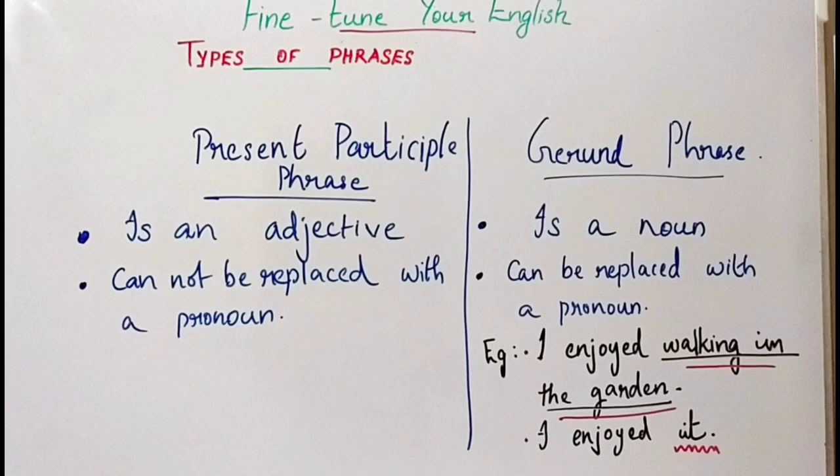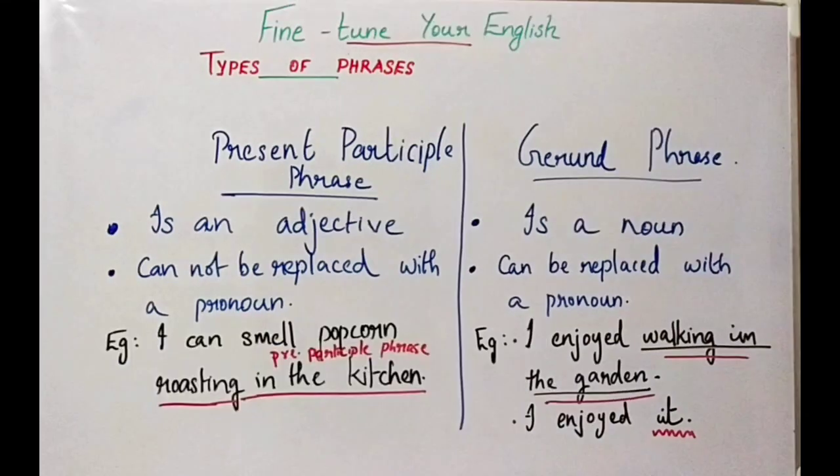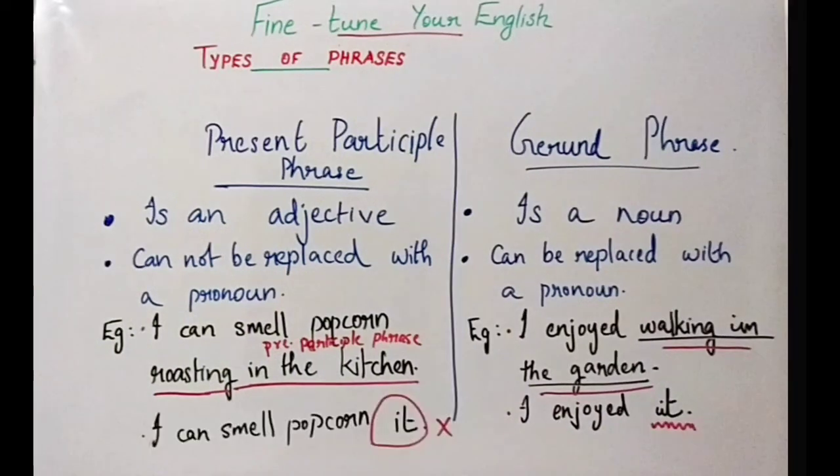Then take the case of a present participle phrase. I can smell popcorn roasting in the kitchen. There, roasting in the kitchen is a present participle phrase. I am going to replace it with a pronoun it. I can smell popcorn it. Surely the sentence is wrong. It does not make any sense. So it is understood a present participle phrase cannot be replaced with a pronoun.